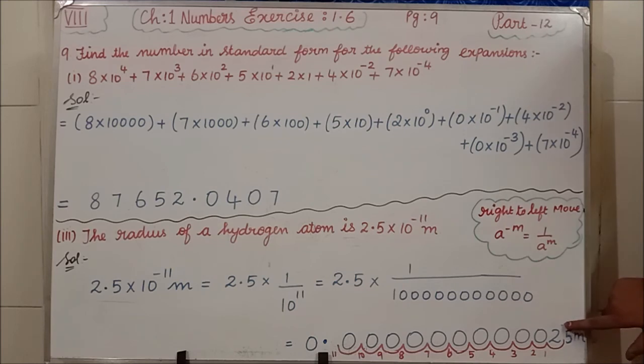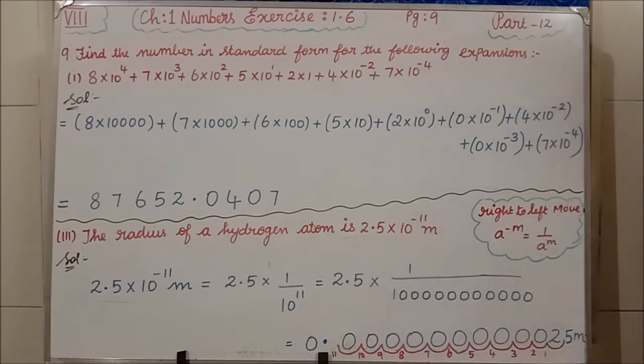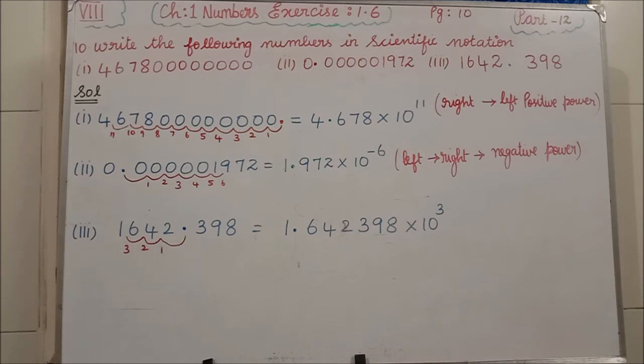And this decimal is now where? Here we are having it. Then before that you have to put 0. Clear? That is the answer. After that you have to write meter. Okay? This is the standard form. Clear students, all of you, the 9th question, 3rd subdivision. The 10th question we will see now.